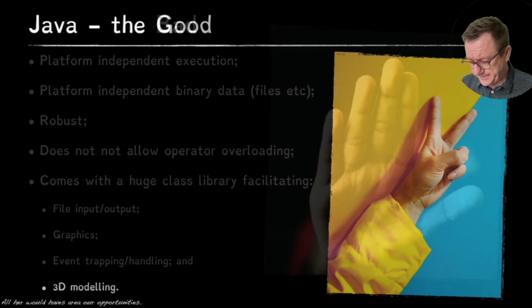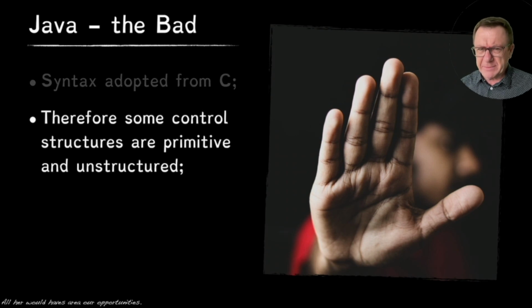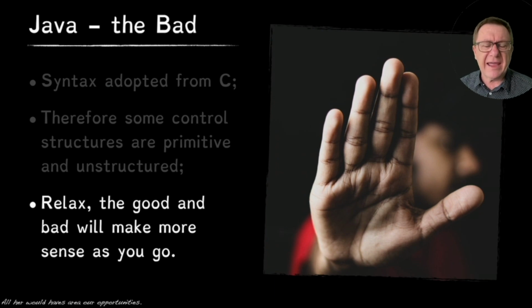Phenomenal, fantastic. Java, the bad. What are some of the bad things about it? Well, the syntax is adopted from C, and once you do Unix and C programming, you'll see C, never mind, one of my favorite languages, but it's pretty ugly. Some of our control structures are primitive and are unstructured. Well, that's life. So I say relax, the good and the bad will make more sense as we go into it. So don't be concerned about all the goods and the bads and the things like that. The more you get into it, and even today, I still learn more of the good and more of the bad about Java.